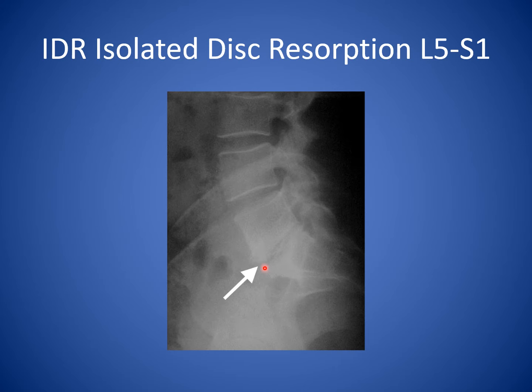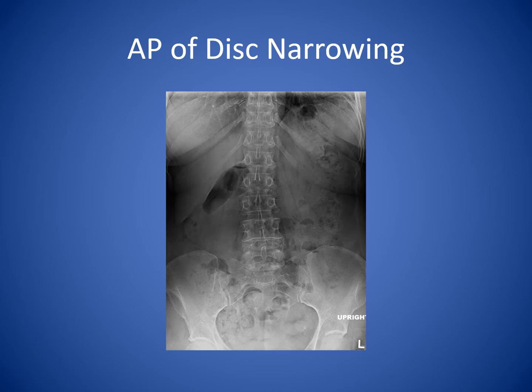Here's an obvious narrow disc. This is called isolated disc resorption, or IDR, at L5-S1, and you can see the increased bone deposition in the bony end plates of L5 and S1, and that's due to increased stress by something called Wolff's Law. Wolff's Law is that bone that is under stress will lay down more bone.